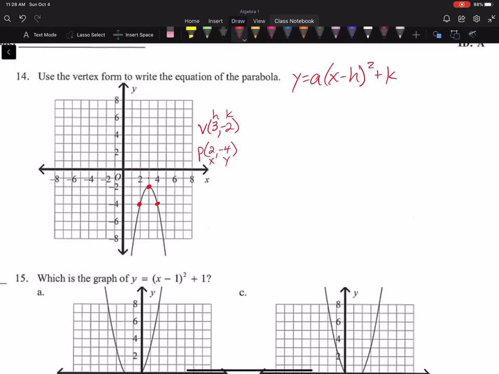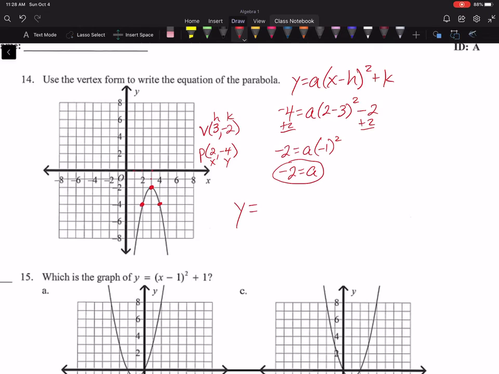Plug them in. So -4 equals a times x, which is 2, minus h, which is 3, squared. And then k is -2, and I add 2 over. -2 equals a times (-1) squared. (-1) squared would be positive 1. So -2 is a. And then you write your equation.